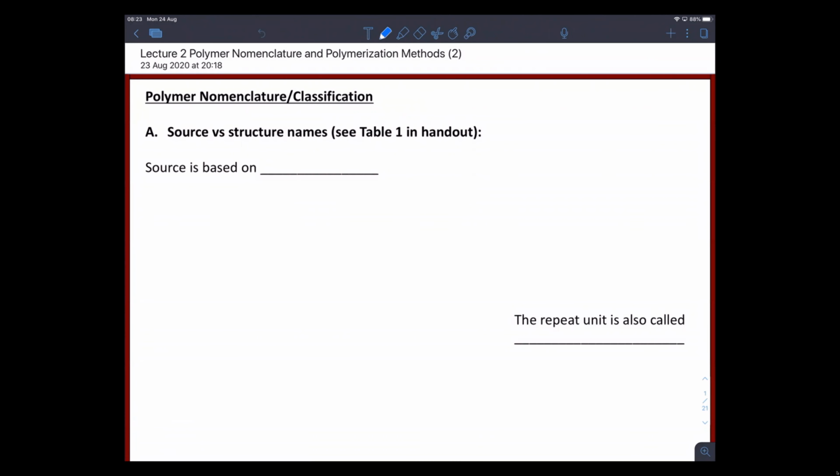So now we're going to have a look at some of the polymer classification. We're going to talk a little bit more about stepwise chain addition, condensation, whatever you want to call it. Let me just get this.